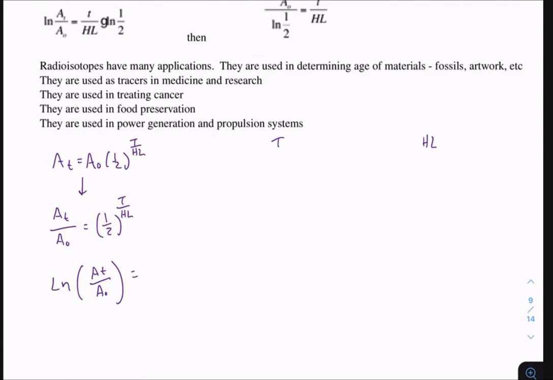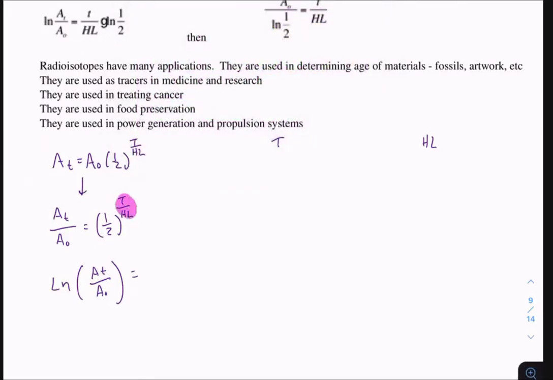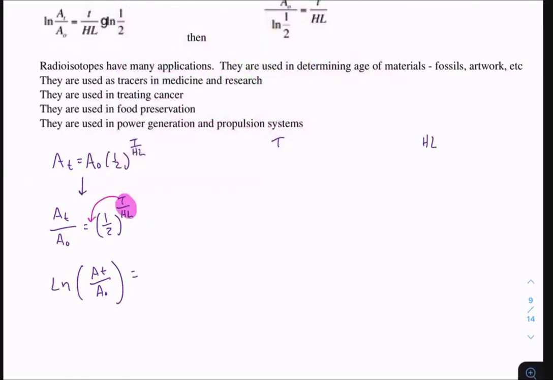When I do the natural log of the left side, it brings this down and it becomes a coefficient. So what we have then is time over half-life multiplied by the natural log of 1/2. This step here is applying the log. Again, I don't need you to know this necessarily. I'm just trying to show you how I'm going to get to the equation I'm going to get to.